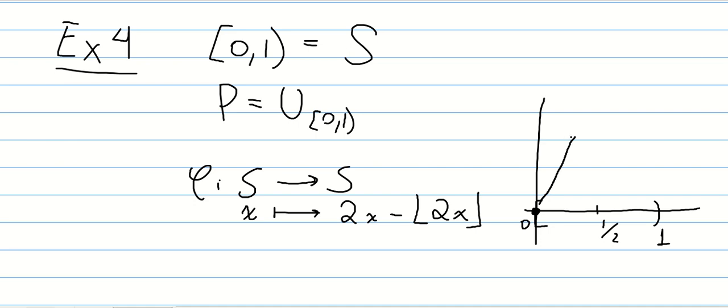So it's going to get close to the value 1 when you get close to 1/2. But when you hit 1/2, this is going to be 1 and this is going to be 1 as well, so it's going to jump to 0. And then it's going to repeat, because this is going to be 1 for the rest of the time. So this is the function.